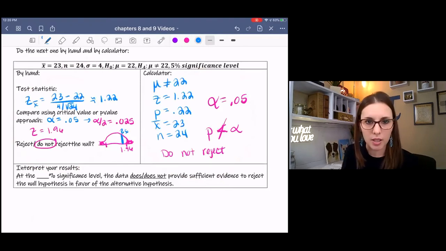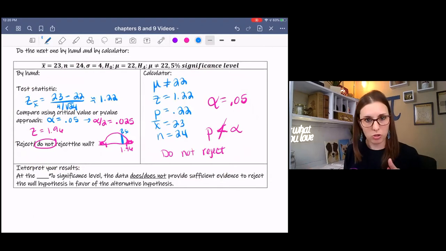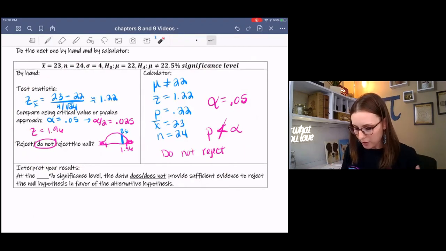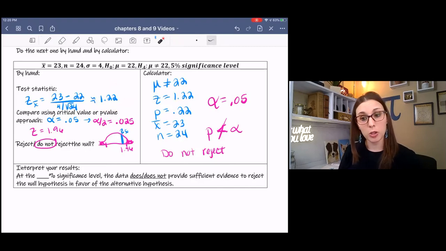So on the left by hand, I did the critical value approach. And then on the right, I did the p-value approach. So you could kind of see both. For the left, the test statistic is about 1.22. And then since I used the critical value approach, I found the z-score associated with alpha of 5%.